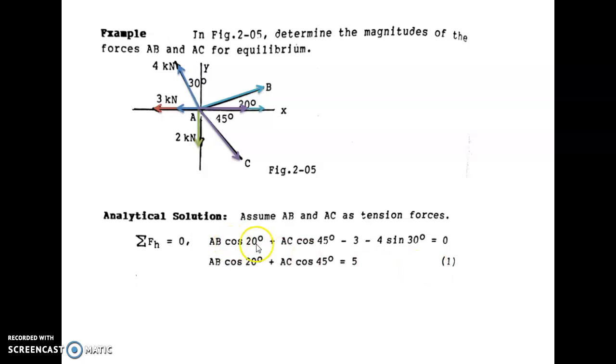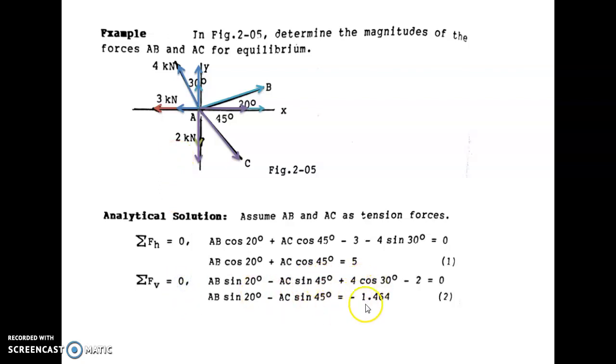So yan ano? AB cosine 20 positive, AC cosine 45 positive, minus 3 minus 4 sine 30 degrees. So simplifying, ito yung equation 1 natin. Okay, then next is sa y axis naman. Ayan. So that is yung y component ng AB, and then y component ng AC sa pababa, magne-negative yan, and then y component ng 4. So yung 2 kilonewton natin is negative na pababa. So yun lang yung kanyang y component. So therefore, ito yung magiging sagot natin. So sabihin natin na ito ay equation number 2.